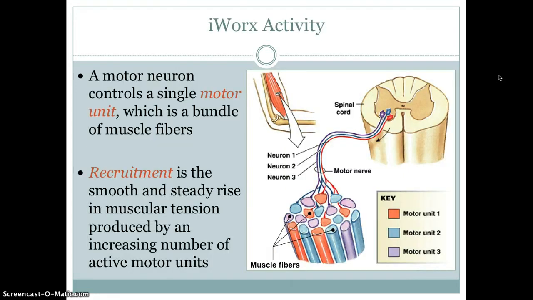This week in lab, we're going to be looking at this connection between the nervous and muscular system. Notice in this image that a motor nerve is composed of multiple neurons that can innervate or control a large number of muscle fibers. A motor unit is made up of all of the muscle fibers that are controlled by a single neuron. So in this case, all of the coral muscle fibers would be part of one motor unit. Recruitment is referring to the rise in tension of the muscle as the number of active motor units increases.